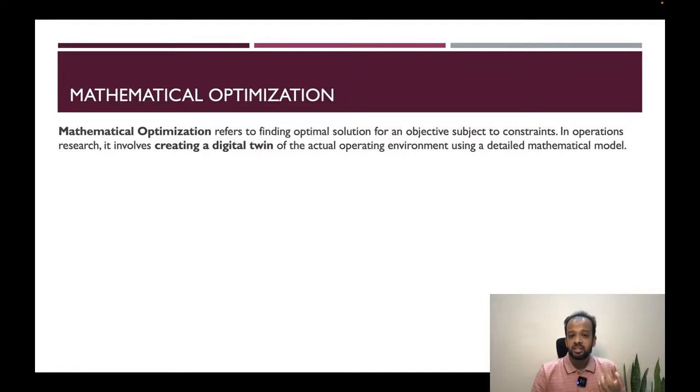And how do you find an optimal solution? What levers do you change? Which resources do you focus more on, and which resources do you focus less on? How do you do that trade-off analysis so that your final objective is attained? That is the field of mathematical optimization, and it has a lot of applications. In operations research specifically, this involves creating a digital twin of the actual operating environment. You are basically mapping out all the activities of the actual working environment and creating a digital twin out of it using a detailed mathematical model. And this detailed mathematical model allows you to optimize for the different things in your actual operating environment.